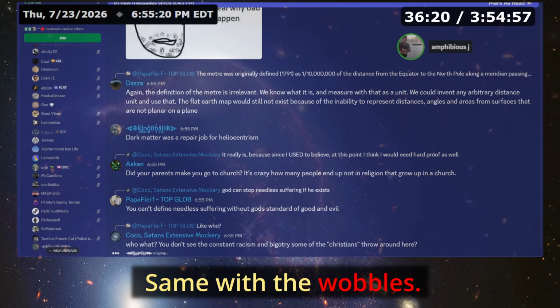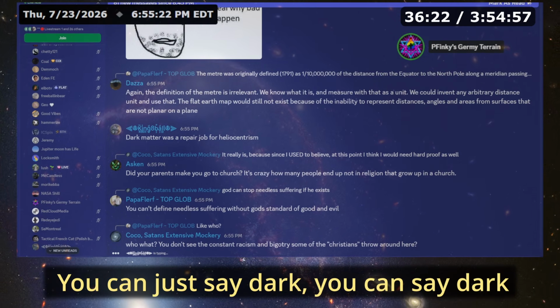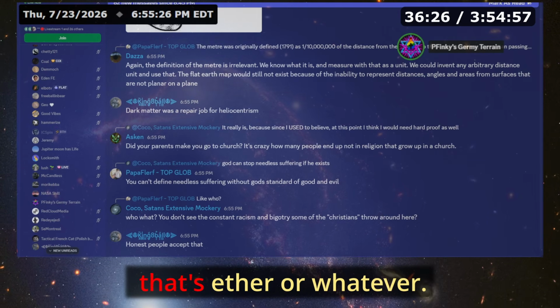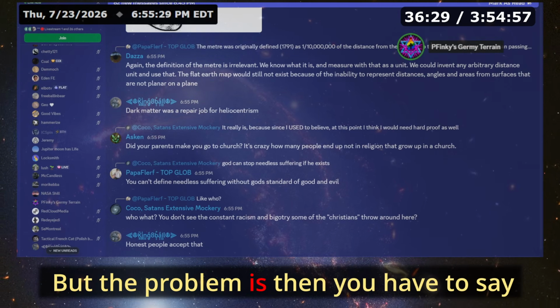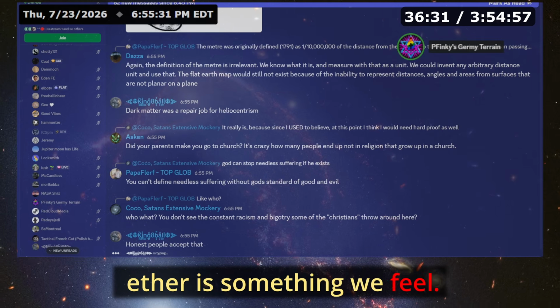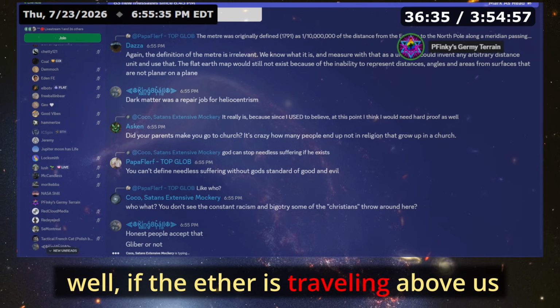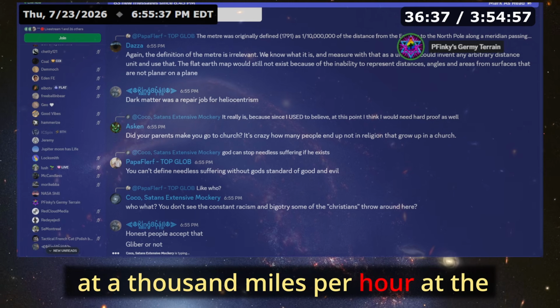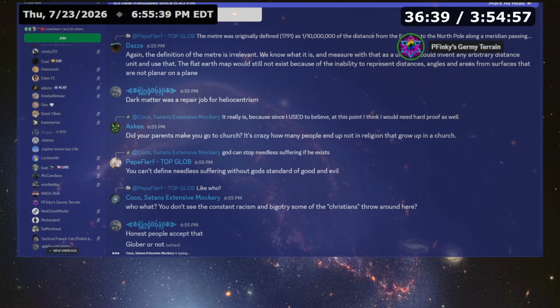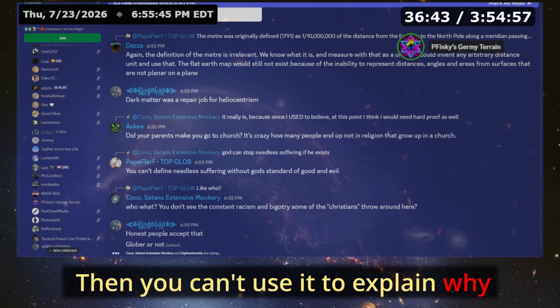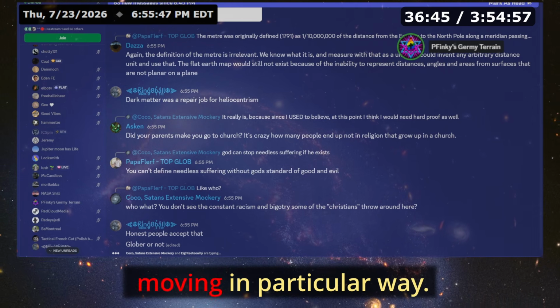Same with the wobbles of the right. You can just say dark planet. We can say dark ether, or just describe whatever the missing effect is, and we can say, oh, that's ether or whatever. But the problem is, then you have to say ether is something we feel, and then as globers, we could say, well, if the ether's traveling above us at 1,000 miles per hour at the equator, why don't we feel that? Right. If you can't feel it, it doesn't affect mass. Then you can't use it to explain why things in the universe are moving in a particular way.